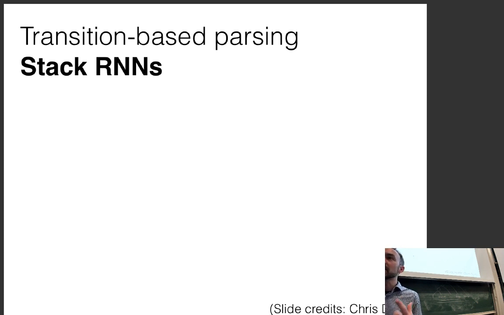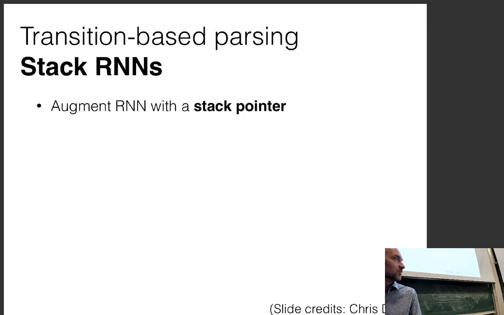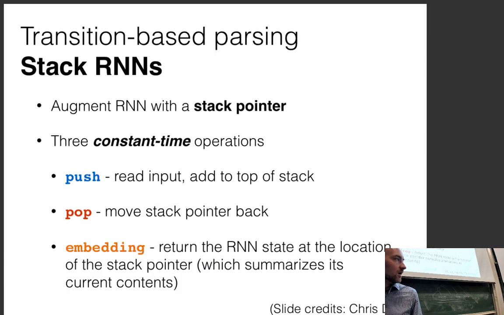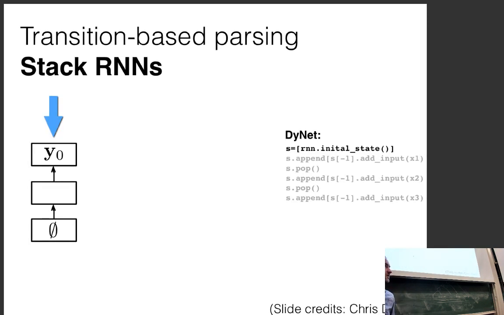Basically you have a stack of things that you want to encode, so you augment an RNN with a stack pointer. And you have 3 constant time operations over the stack. One is push, which reads an input, adds it to the top of the stack and encodes it with the RNN. One is pop, to move the stack pointer back. And the other is embed, which is basically returning the RNN state at the location of the stack pointer, which summarizes the current contents.